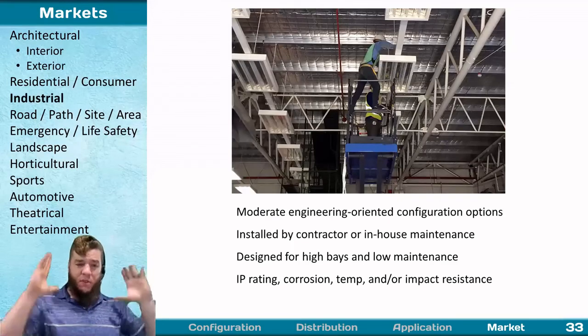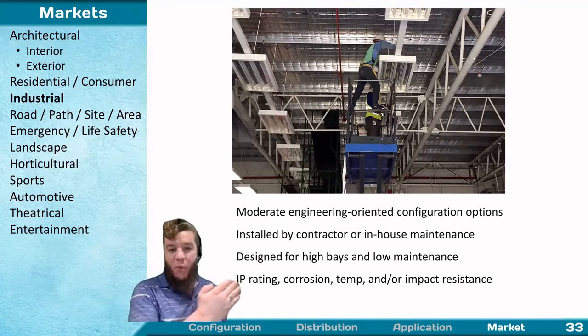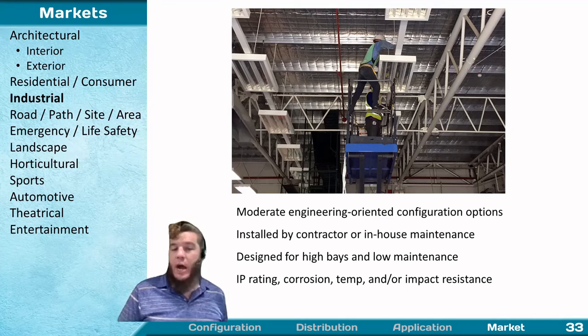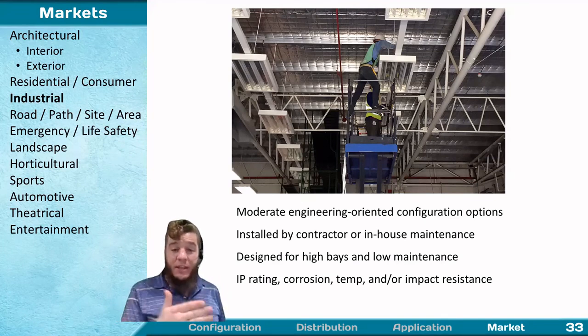Industrial luminaires. So these are those giant high bays. You're talking about really high output fixtures, and also fixtures that have weirdly specific protections in the housing. So you can have these things that can be run over by a truck or can operate in super high temperature environments or even corrosion and acid resistance. So if you need a luminaire that can get run over by a car, industrial is probably the market segment you're looking for.